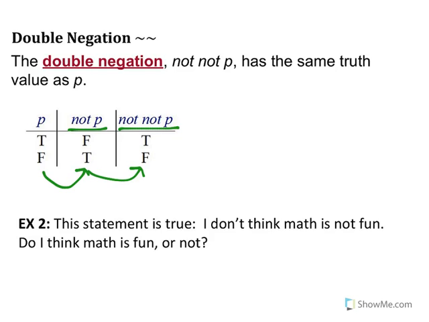Here we have the statement: I don't think math is not fun. Do you think math is fun or not? Well, we've got this double negation, so it cancels that out. So do we think math is fun? Yes. I hope you think math is fun.